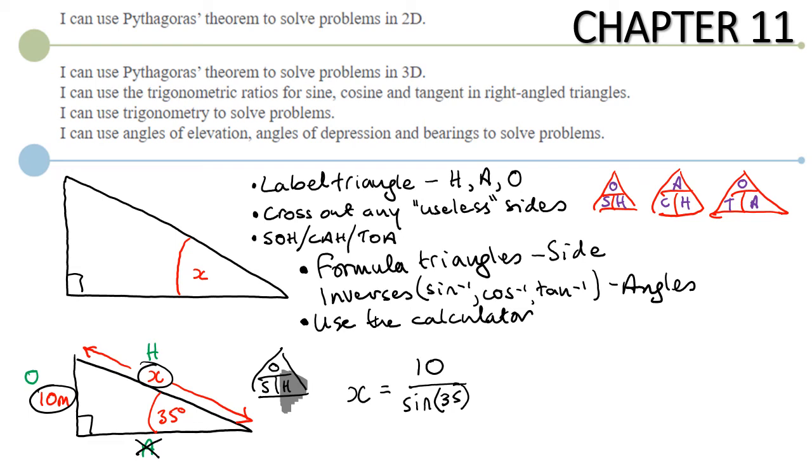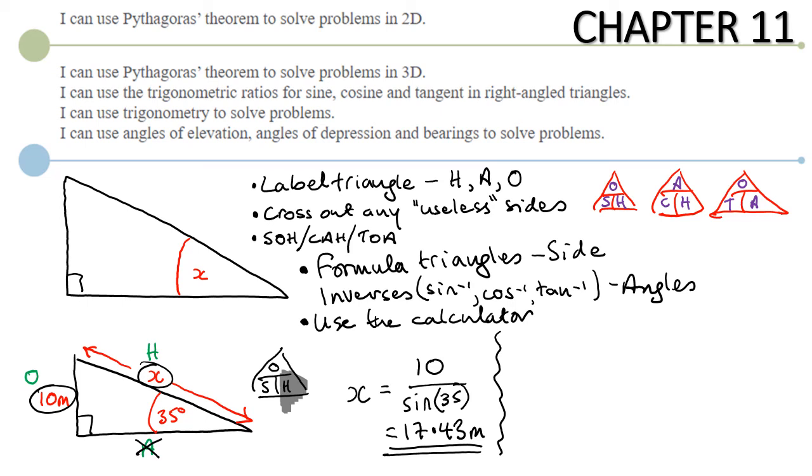So let's work this out. 10 divided by sine 35. And you always close the bracket. I get 17 point, now to 2 decimal places, that'd be 17.43. So that's the length of that side x. Okay, let's try a different one.